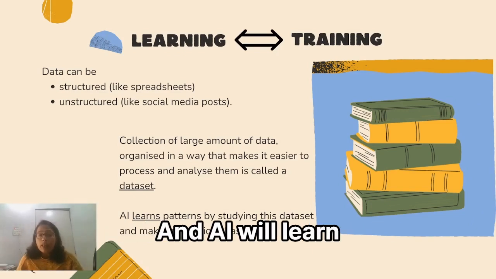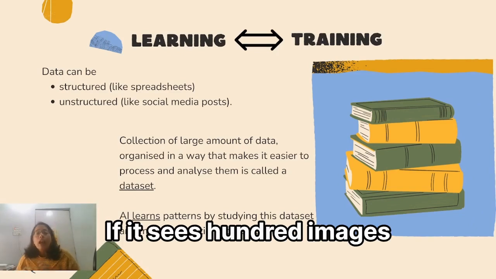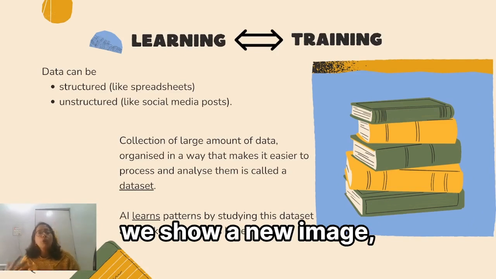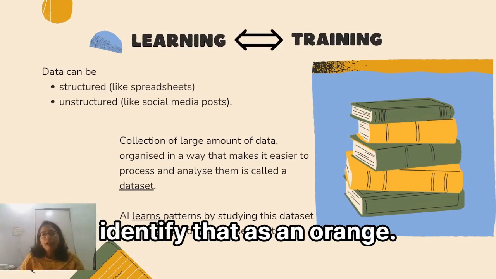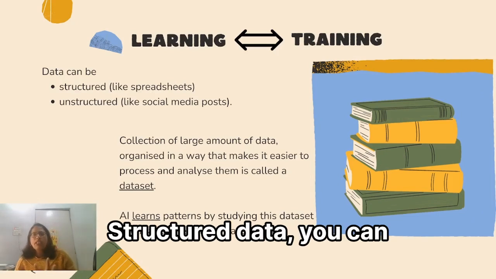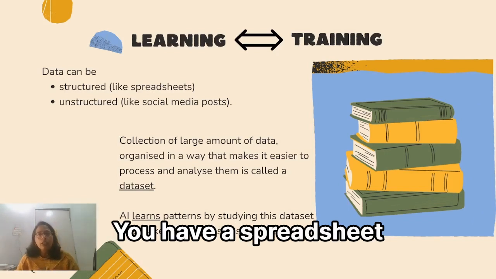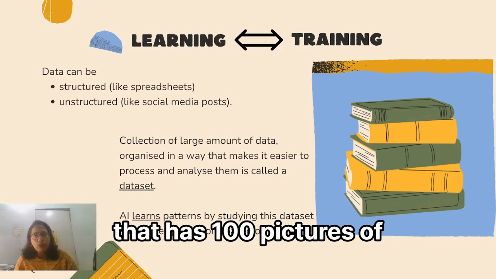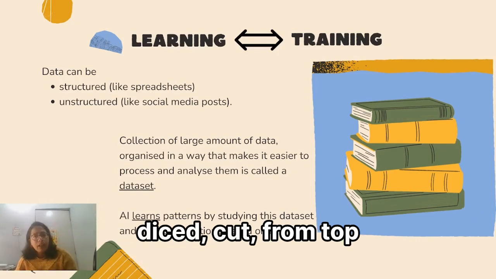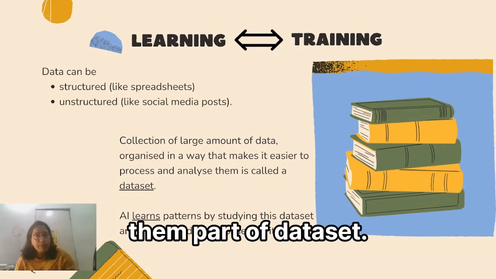And AI will learn patterns by studying this data set and make predictions based on it. If it sees 100 images of, say, oranges, then we can safely assume that when we show a new image, it will be able to identify that as an orange. Now, data can be structured or unstructured. Structured data, you can think of spreadsheets, the most structured format. You have a spreadsheet that has 100 pictures of bananas, yellow, green, large, small, sliced, diced, cut, from top angle, from side angle. It will be easier to make them part of a data set.